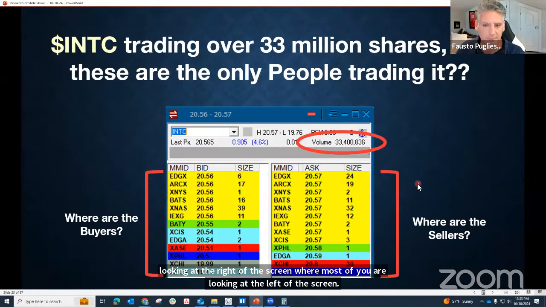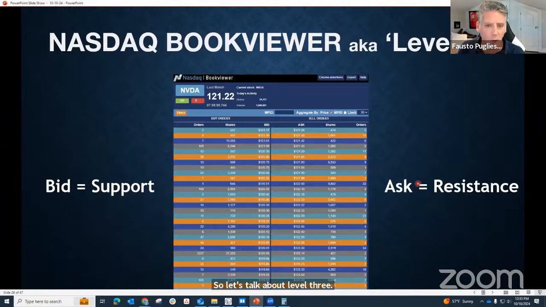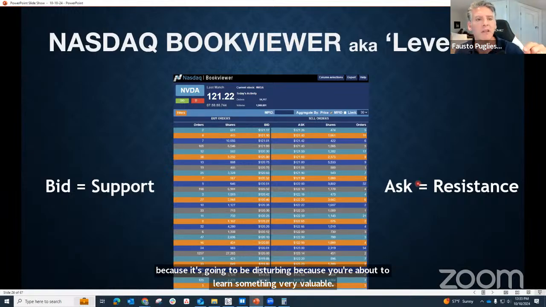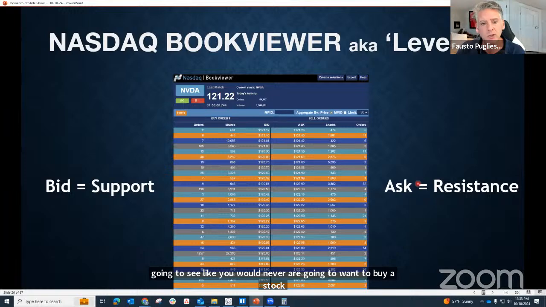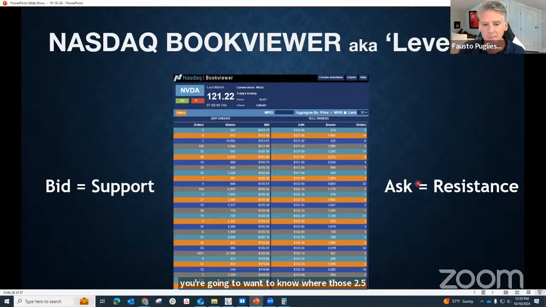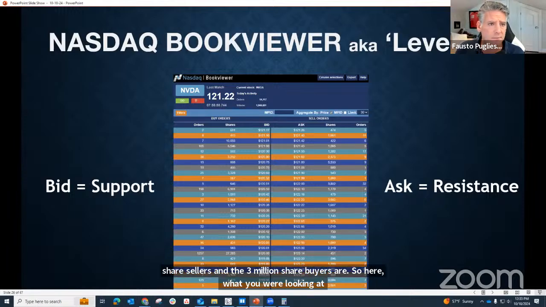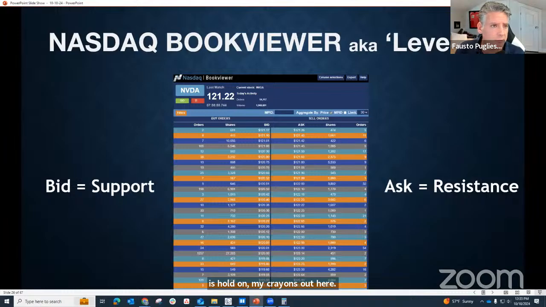So let's talk about level 3. Level 3 basically has everything that level 2 offers, but more. Listen to me carefully, because it's going to be disturbing. You're about to learn something very valuable, and you're probably going to be so petrified to put your next trade out there. When you leave today and join my trading room, you're never going to want to buy a stock without looking at the right of the chart. You're going to want to know where those 2.5 million share sellers and the 3 million share buyers are. So here, what you're looking at is, hold on, my crayon's out here. You're seeing the wrong one.